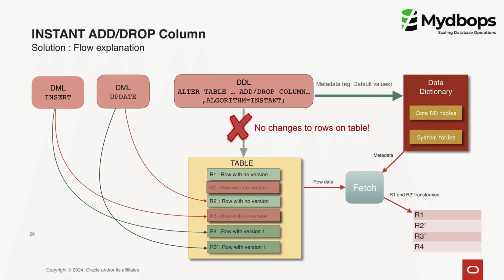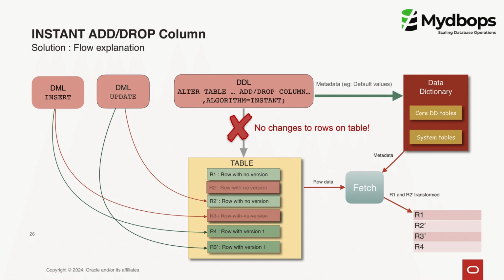And now I did an instant add or drop, whatever I did. What it does is store the metadata in the data dictionary, which I told you about: the column metadata and the default value of the column if it is being added. And in this DDL, we don't touch any records on the disk, so the rows on the disk are as they are.